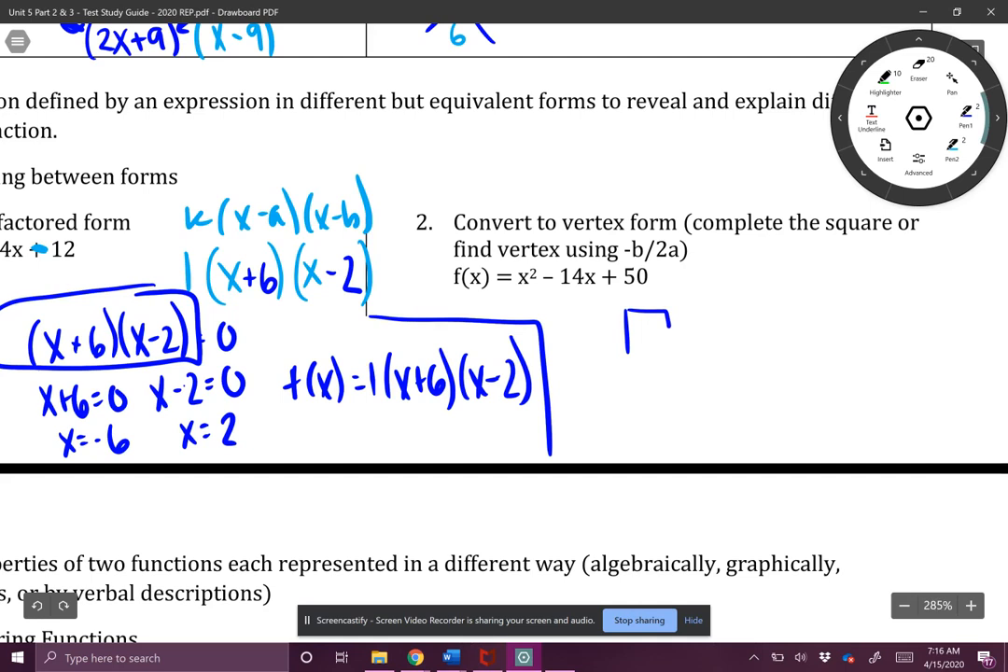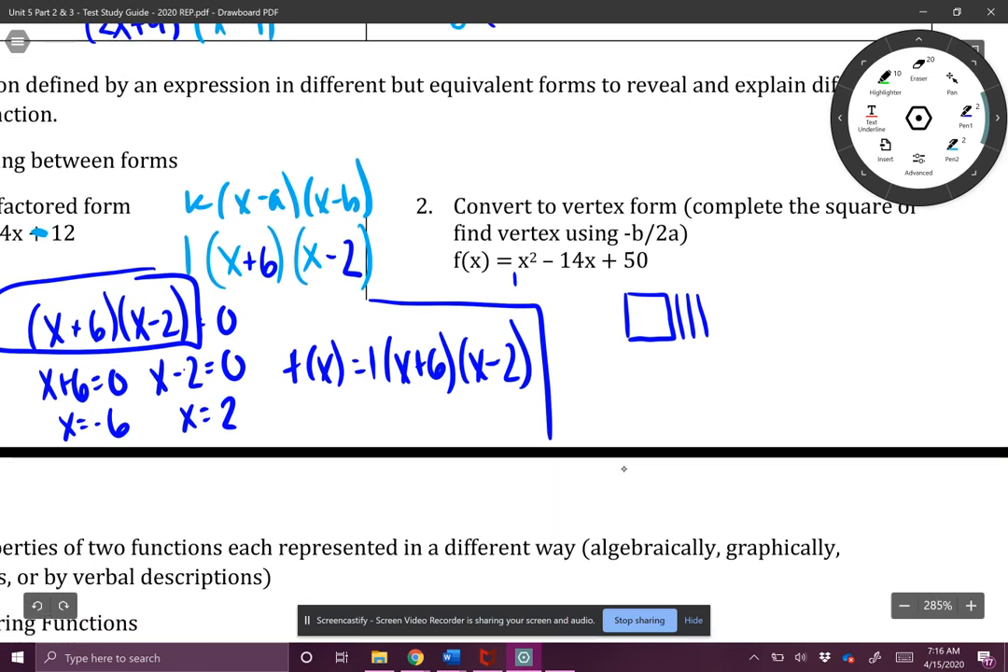We have one x squared tile, one of them right here. We have negative 14 x's. So if I split negative 14 into 2, I would get negative 7. So I'm going to put negative 7 on both sides. I know it's weird to put negative 7, but I'm going to draw 7 lines. 1, 2, 3, 4, 5, 6, 7.